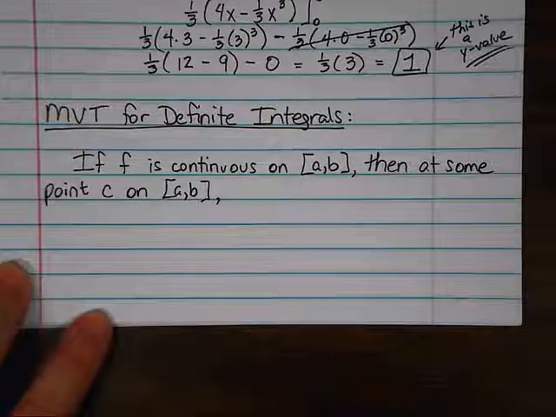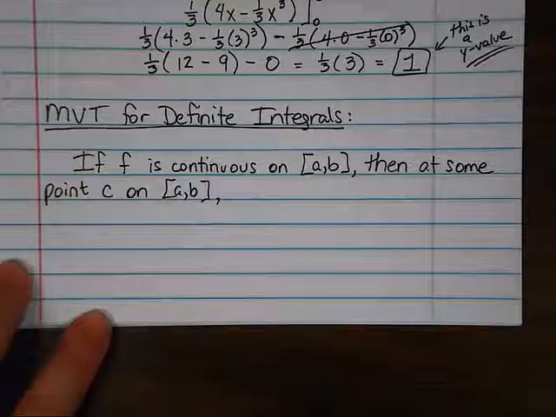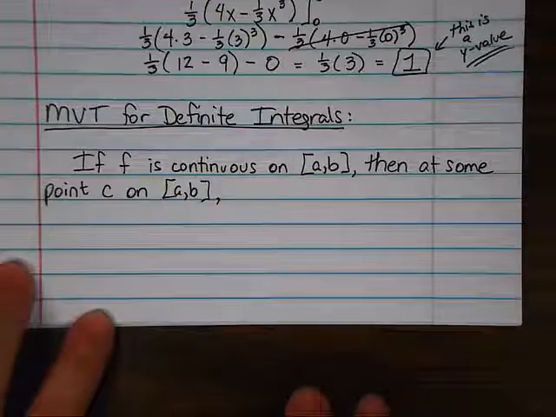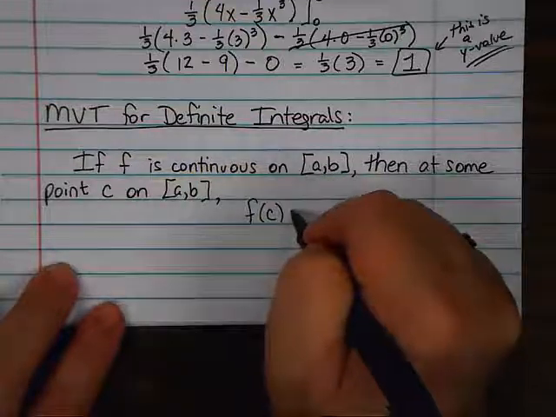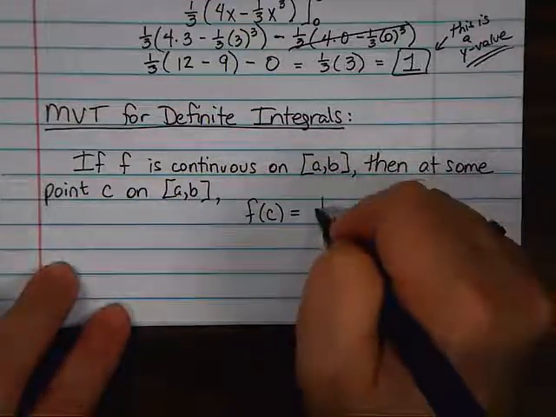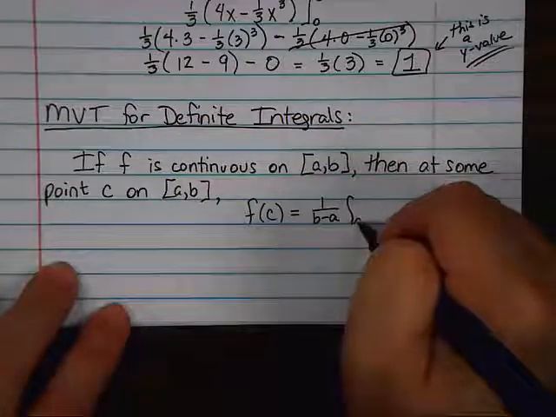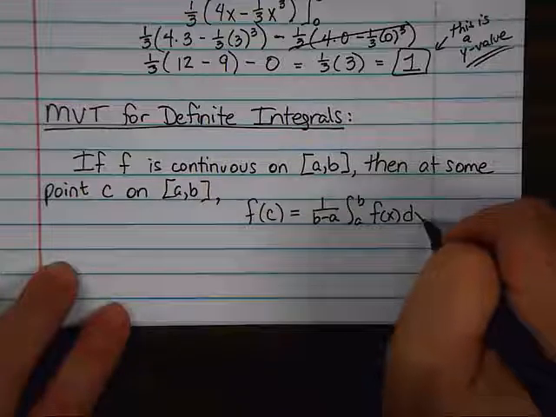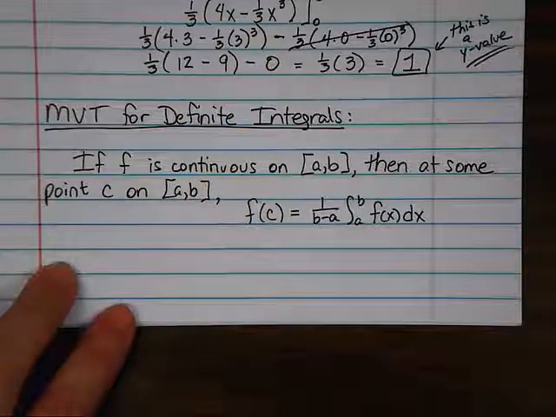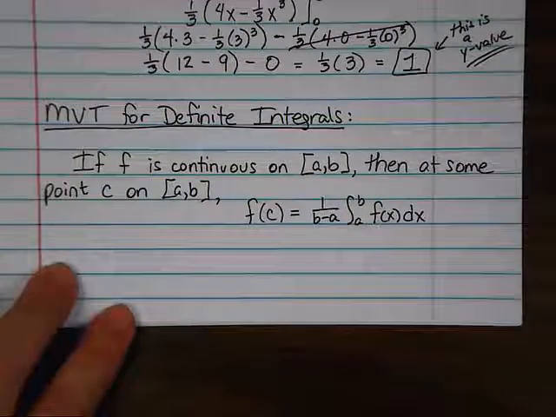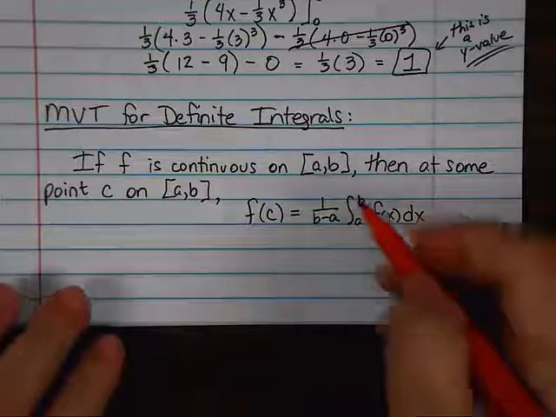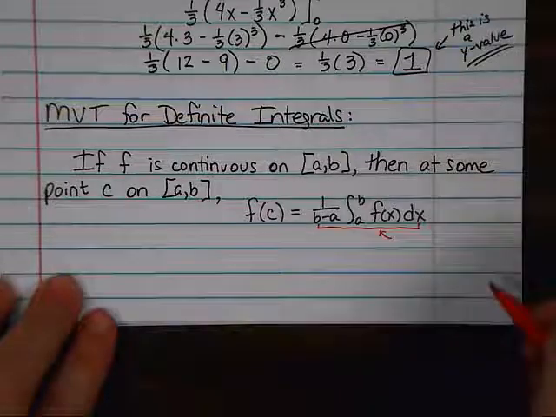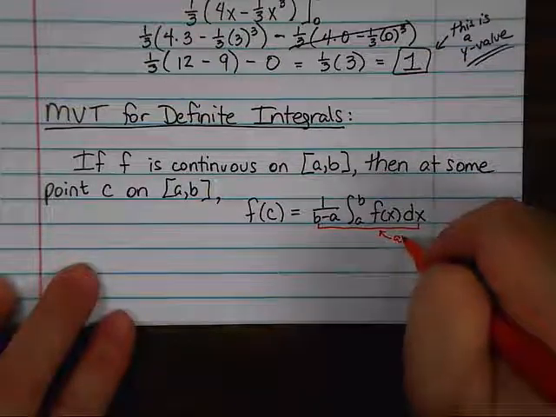Now I'll let you catch up with me. If f is continuous on the closed interval from a to b, then at some point c on the interval, f of c will equal 1 over b minus a times the integral from a to b of f of x dx. This right here is the formula we just came up with. This is the average value.